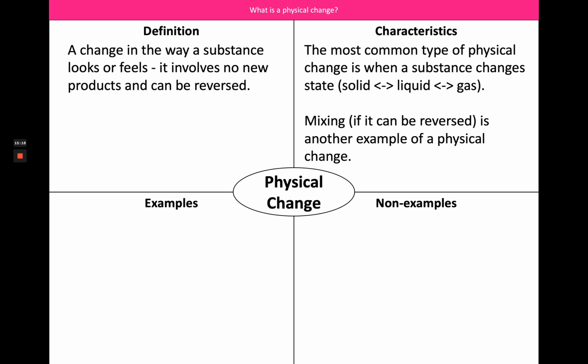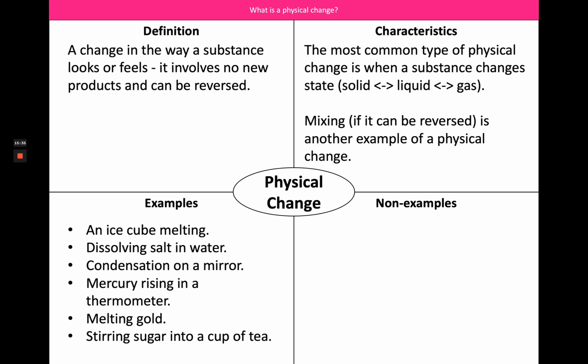So for example, dissolving salt in water, mixing that salt with water. If you then evaporated the water or boiled the water off, you would have the salt left behind, so you would be unmixing it, so to speak. So that's a reversible process.